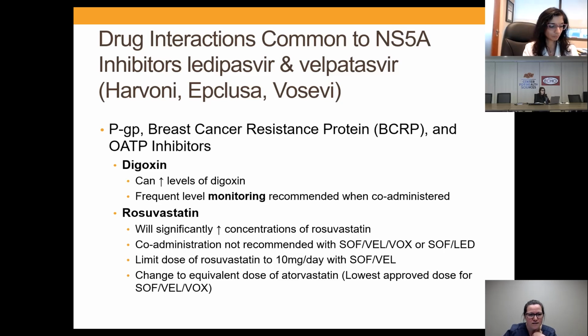So digoxin is one that you'd want to have more frequent monitoring if a patient is on digoxin and one of these medications. And then a really common one is rosuvastatin. And so these medications will increase the concentrations of rosuvastatin. And so the co-administration isn't recommended, but if a patient must be on the rosuvastatin, then no more than 10 milligrams a day when you're talking about using Vosevi. But it's not recommended with the sofosbuvir-velpatasvir-voxilaprevir, which is, I just said Vosevi wrong, okay. Don't use it with Vosevi or Harvoni, but if you need to use it with Epclusa, 10 milligrams a day is the max. Sorry, I misspoke there.